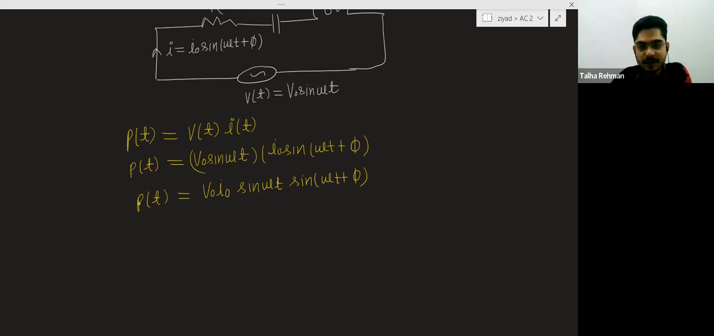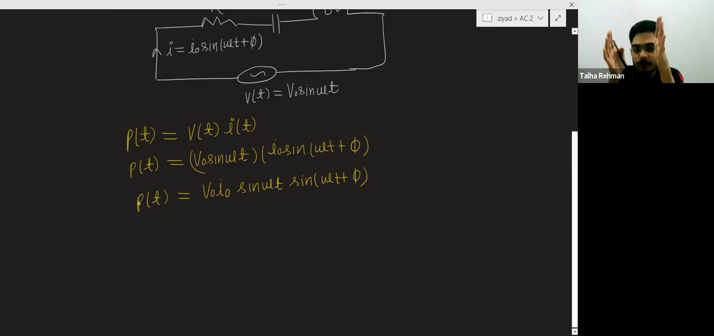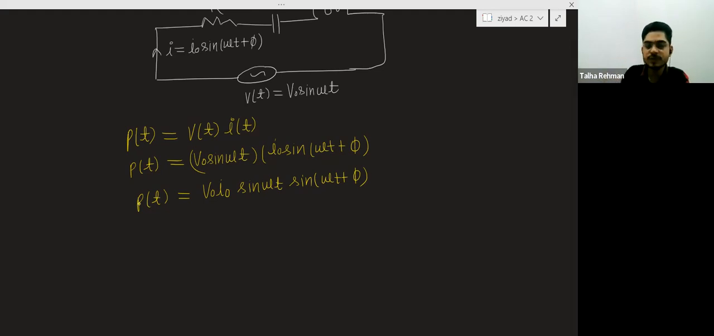Basically, for an AC circuit, we define the average power because the power at each and every instant of time is changing. That is why we calculate the average power. So there are two ways to calculate the average power. The first way is the integration method.